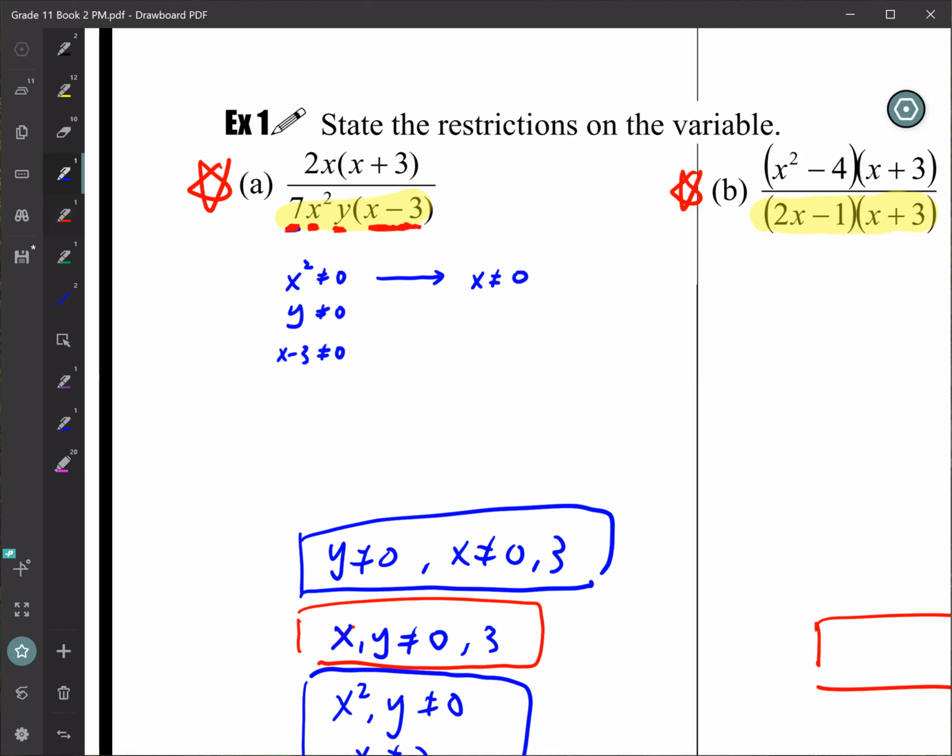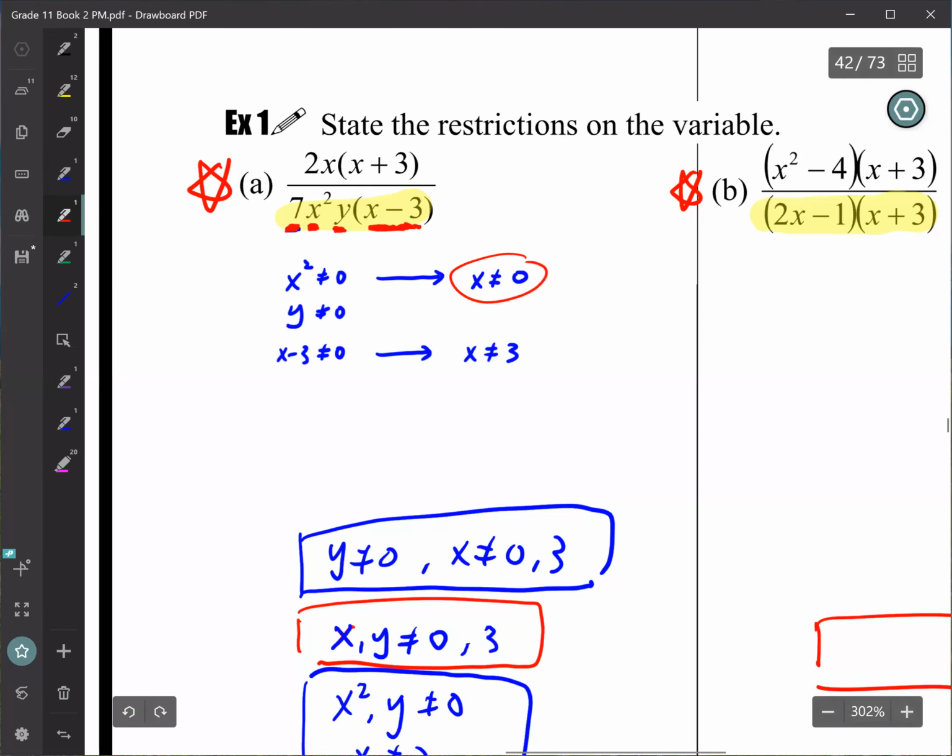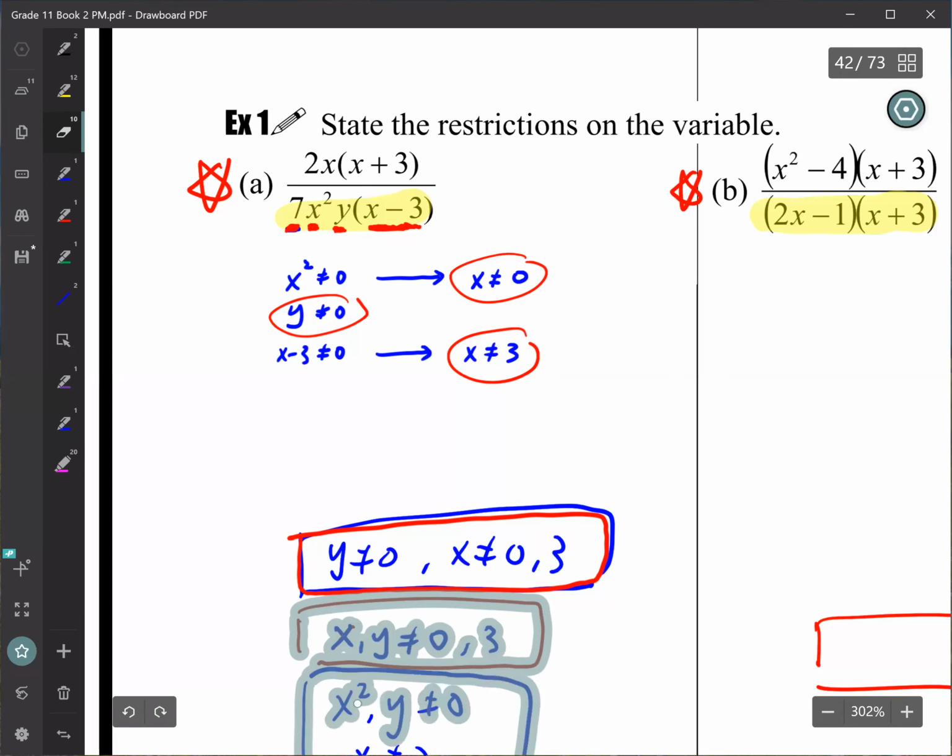The second one is already isolated, so we just keep that. But the third one, we still need to isolate, so you get x cannot be 3. Move the 3 to the other side. So at the end, your restriction is x cannot be 0, y cannot be 0, x cannot be 3. And if you want to combine it together, I believe this one is the best one here. Let me erase the other one. Okay, the other ones are close.